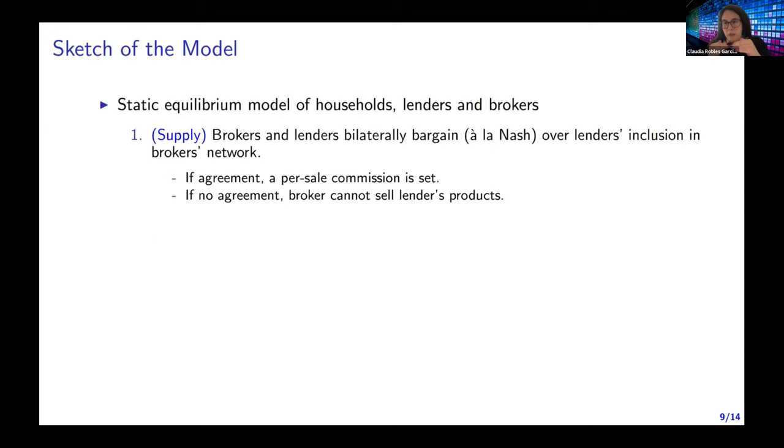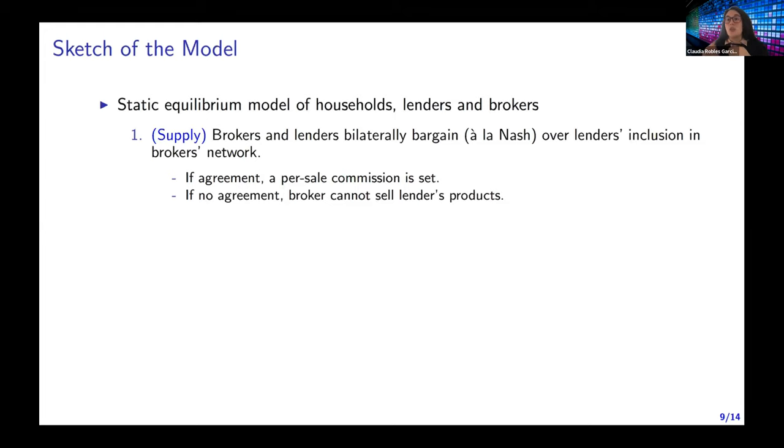At the beginning of every period, each broker and each bank is going to meet. They're going to negotiate whether the broker can sell the bank's products. If they reach an agreement, they're going to set a commission rate, and then the broker can add the bank to its portfolio of lenders that they do business with. If they don't reach an agreement, the broker cannot sell any of the bank's products.